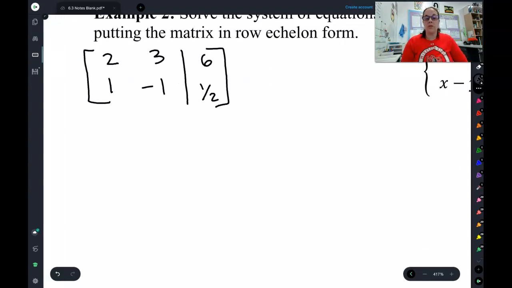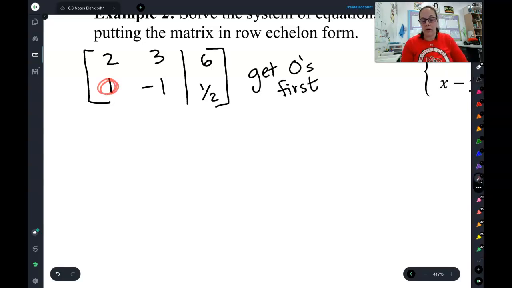Now, here's the augmented matrix. I want a 0 here, and then I want ones on the diagonal. That's my row echelon form. So let's start with the zeros. Always get the zeros first. Get zeros first. So I need to get a 0 here.